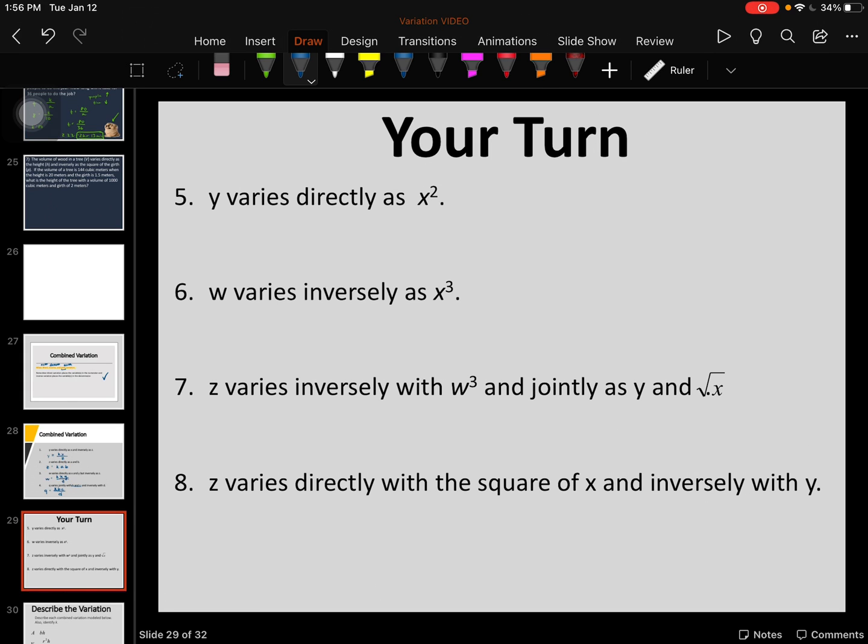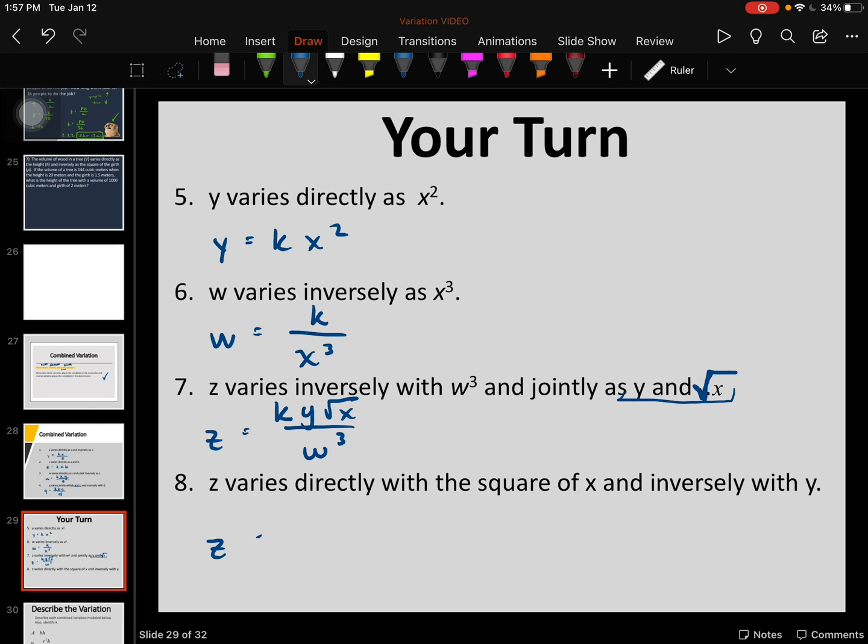I'll go through it. It says y varies directly as x squared. So you should have y equals k x squared. W varies inversely. As soon as you see inversely, put x to the third in the bottom. And you can put your k value up top. Z varies inversely with w cubed. W cubed has to go in the bottom. Jointly with y and the square root of x. Jointly means top. So we go y and then the square root of x. And then you can put your k value out front.